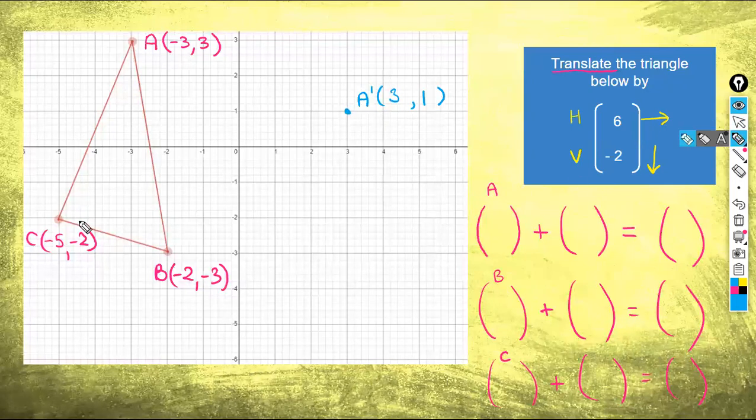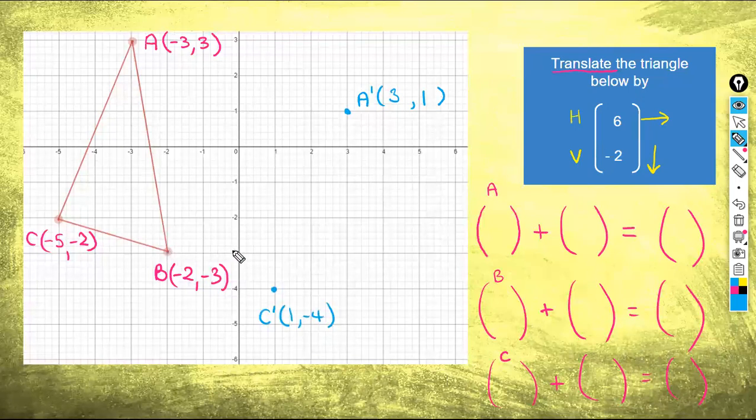We can do it for point C. Let's do the exact same thing for point C. We're going to move it 1, 2, 3, 4, 5, 6. And when we make 6, we move C how much downwards? 1, 2. And we're going to get C prime. And what are the coordinates there? 1, -4, right?